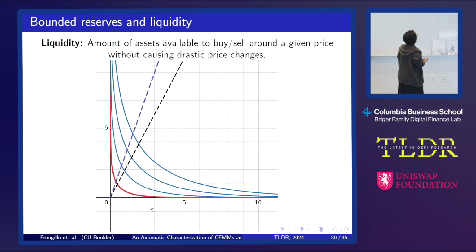So let me define liquidity. It's the amount of assets available to buy or sell around a given price that does not cause drastic price changes. So the red curve has very small liquidity, and as you move up, the liquidity increases. This property is desirable because the bigger the market, the more liquid it should be.